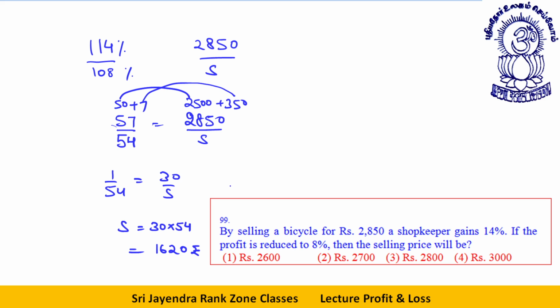Did I do some mistake? Just give me a second. Oh, this is 50. I'm sorry, this is 50. Okay, so this is 50 into 54. That will be 2700 rupees.